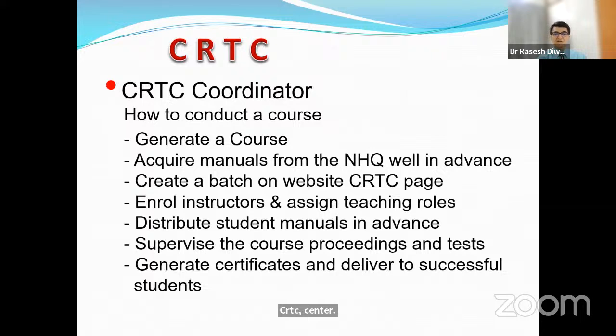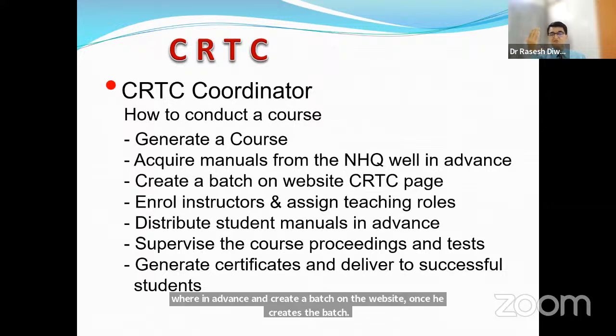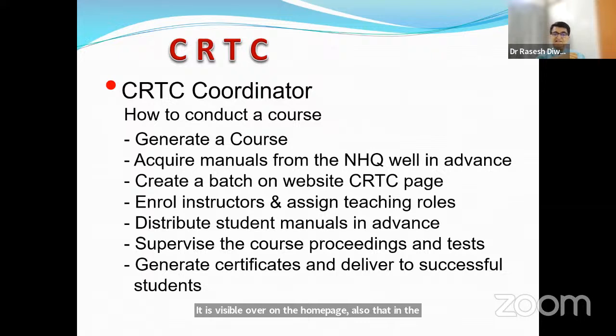When he generates the course, he acquires the manuals from the national headquarters well in advance and creates a batch on the website. Once he creates the batch, it is visible on the home page also, in the future courses coming up, and he enrolls the instructors and assigns them the teaching roles. He distributes the manuals to students well in advance so that they are well read before they come to the course, so the theory aspect can be cut short a little bit and more time is devoted to skill training. The CRTC coordinator supervises the course proceedings, takes the examination, does the remediation, makes the result, generates certificates and delivers them to the successful students.